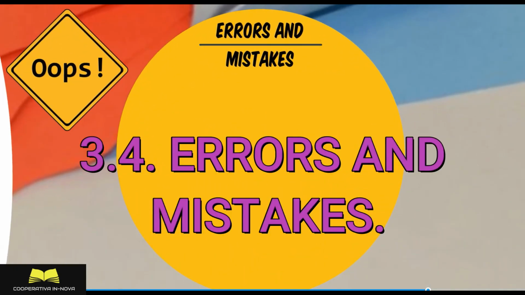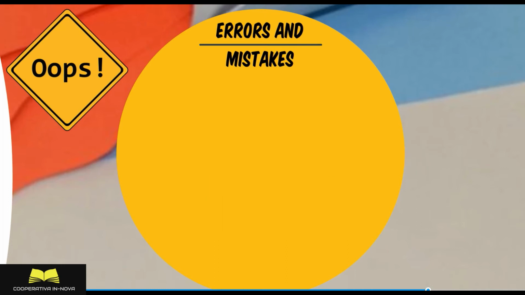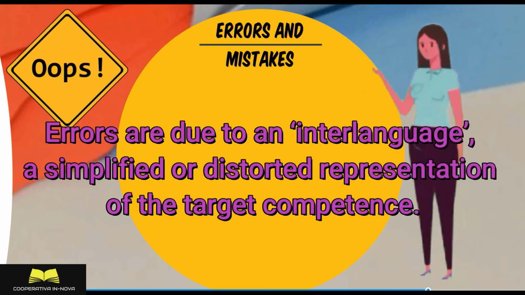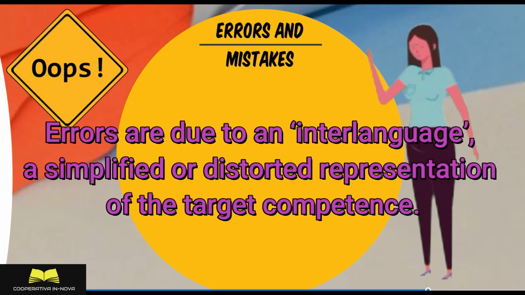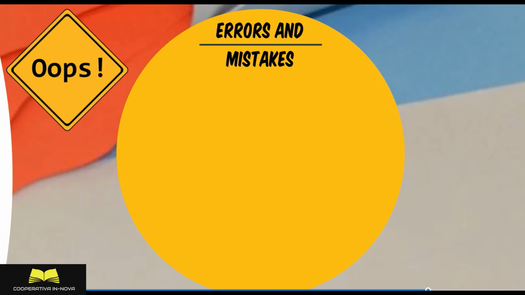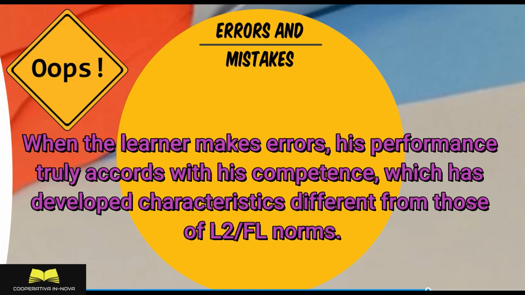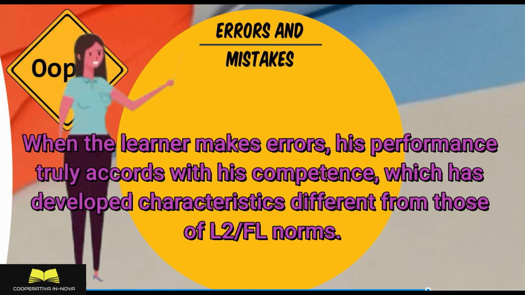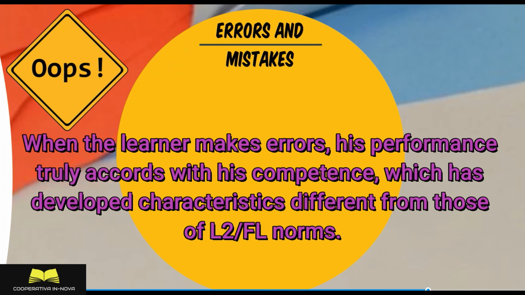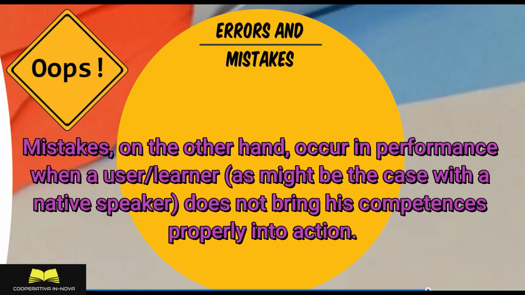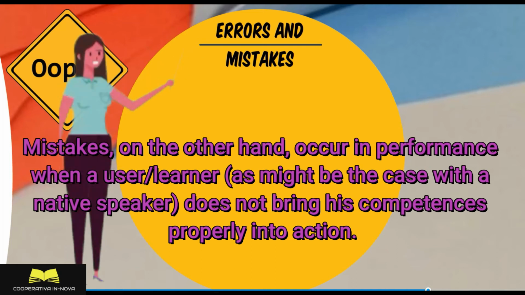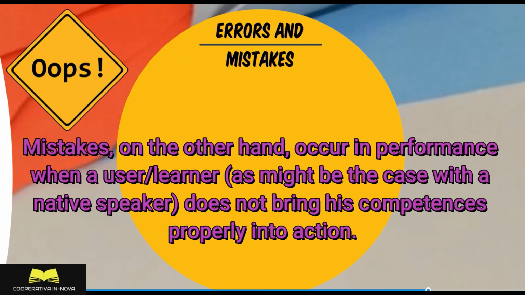3.4 Errors and mistakes. Errors are due to an interlanguage, a simplified or distorted representation of the target competence. When the learner makes errors, his performance truly accords with his competence, which has developed characteristics different from those of L2/FL norms. Mistakes, on the other hand, occur in performance when a user or learner, as might be the case with a native speaker, does not bring his competencies properly into action.